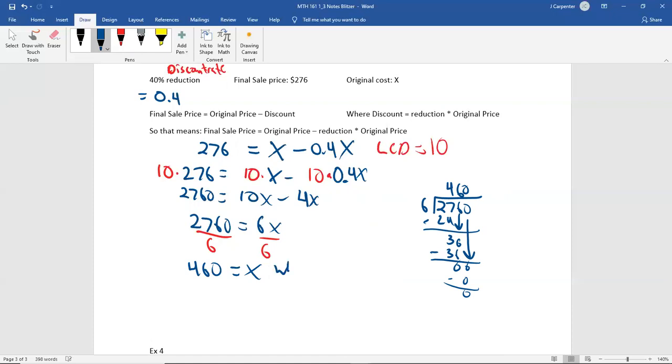What is x? X was the original price, the original cost. That's the answer we need. So there's nothing else we have to do this time. That's kind of nice. That wasn't the case for the first problem we did. So $460 was the OG cost, the original cost, the sticker price, whatever you want to call it.